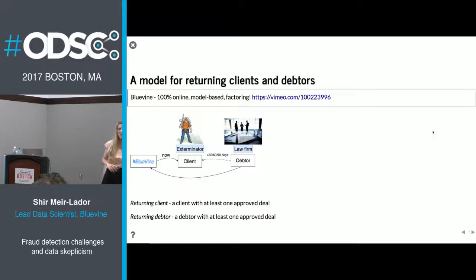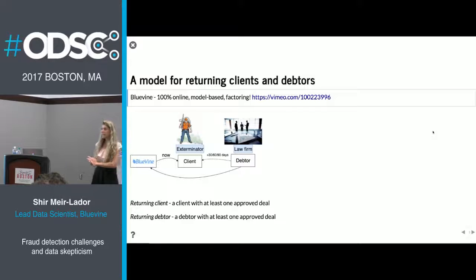I was asked to build a model to automatically approve these kinds of deals for returning clients and returning debtors, meaning that these are clients that we already had deals with before. So it should be really fast. That's why we need a model. It would say automatically yes or no, instead of an analyst trying to analyze all the data and understand whether this is a good deal or a bad deal, right?